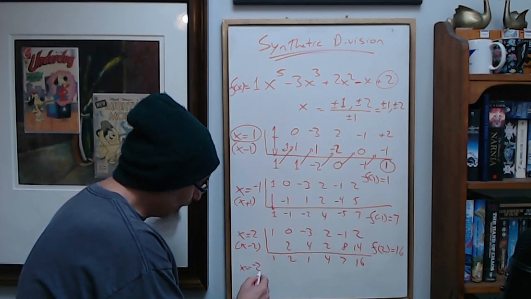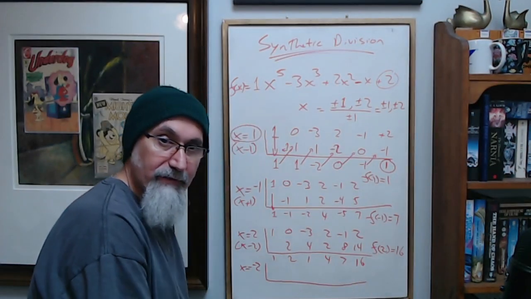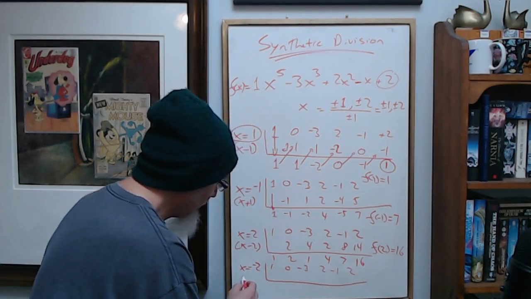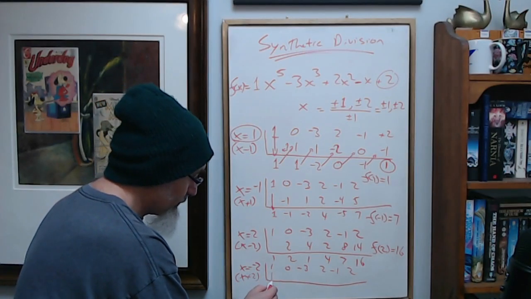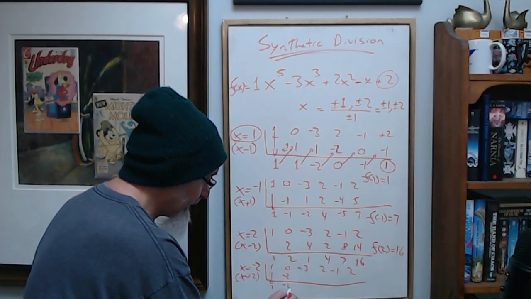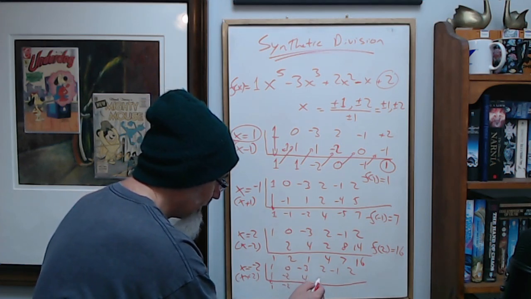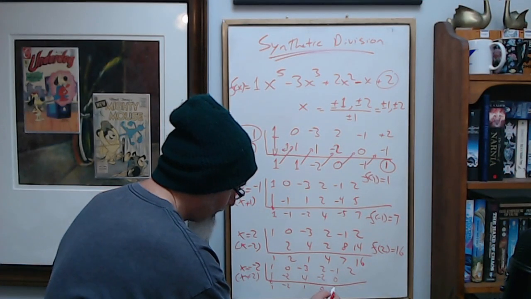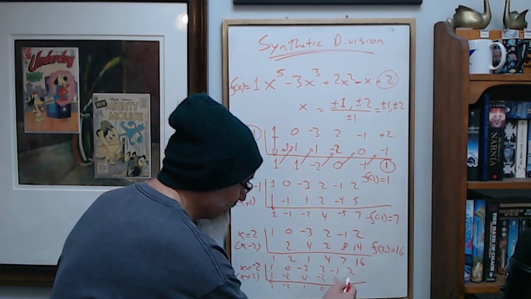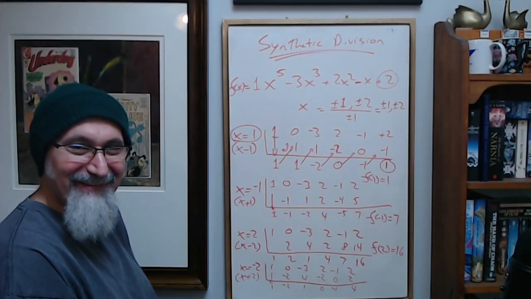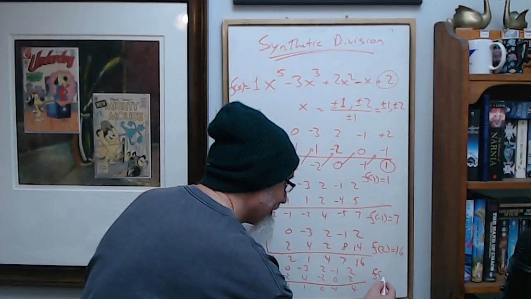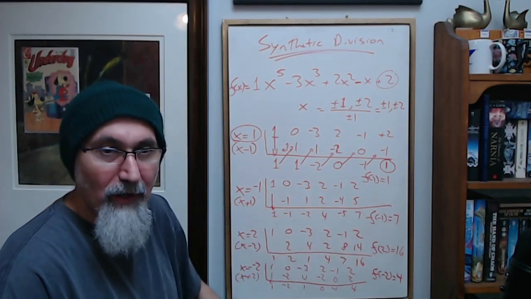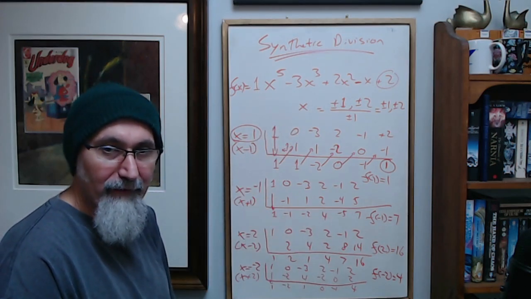X equals negative 2. Can you see all that? Yep, perfect. 1, 0, negative 3, 2, negative 1, 2. And this means x plus 2. So you get 1, negative 2, negative 2, 4, 1, negative 2, 0, 0. What do we got? Negative 1 times negative 2 is 2, and 4. Oh, that didn't work either, right? So f of negative 2 is equal to 4. What you just found was 4 points on this graph, right?